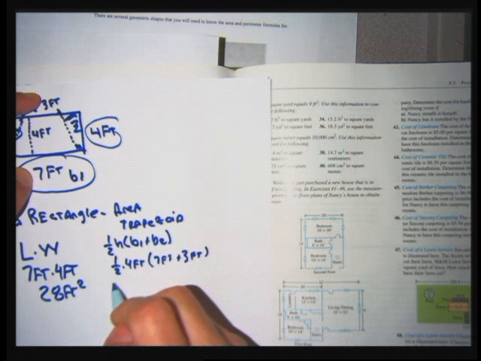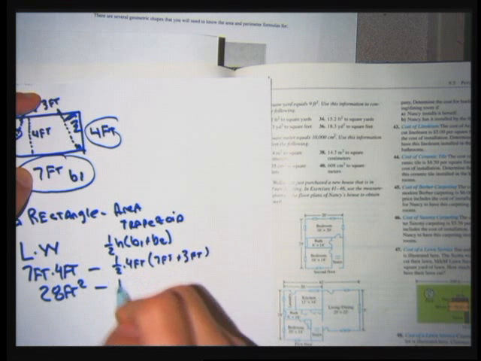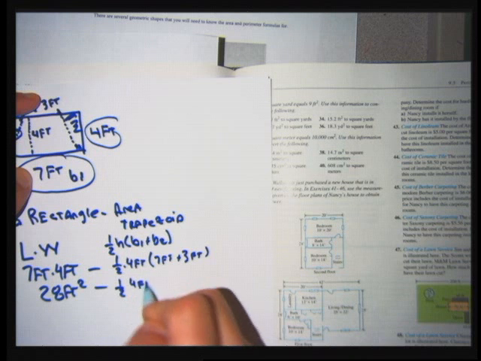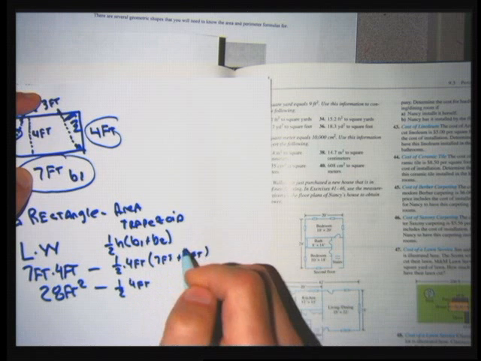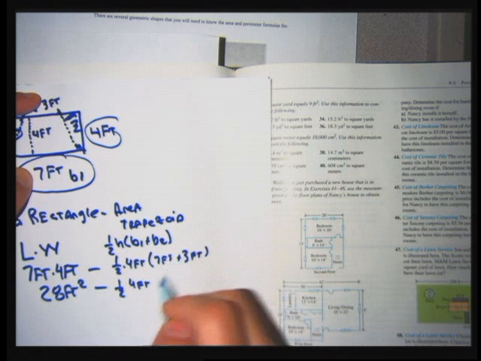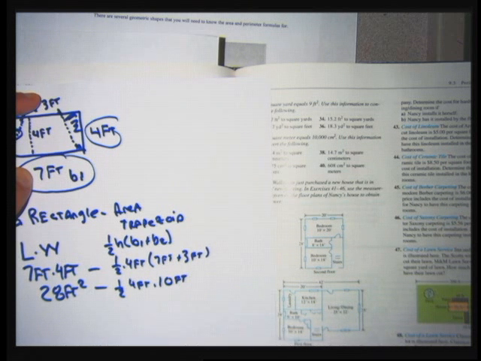So it's going to be 1/2 of 4 feet, and then 7 feet plus 3 feet is 10 feet, so it's 1/2 of 4 feet times 10 feet. I could do that without a calculator, but if you needed a calculator, it's fine. It's going to be 20 square feet.